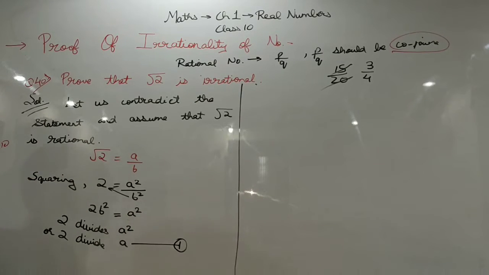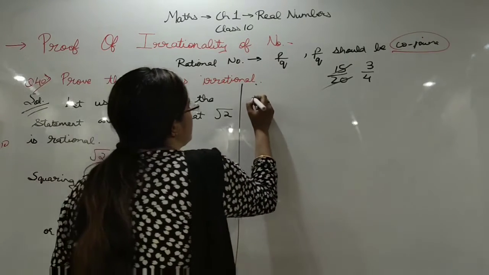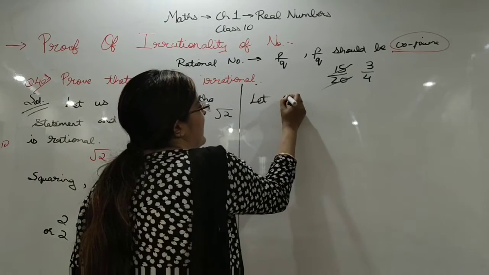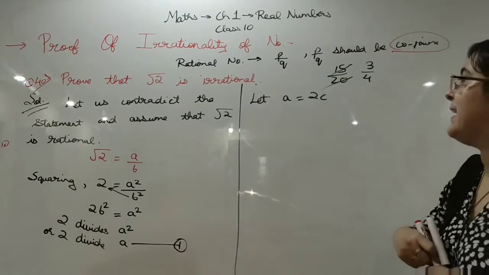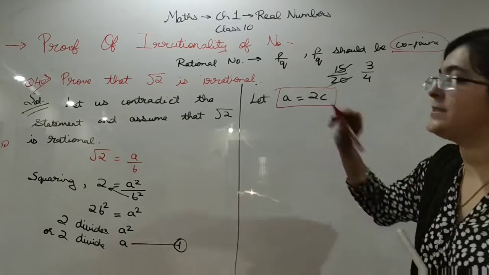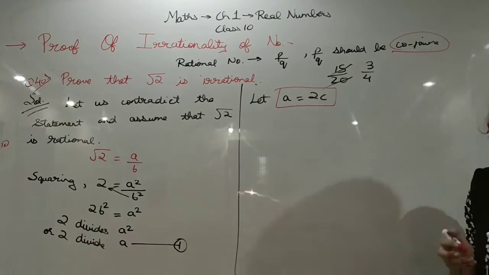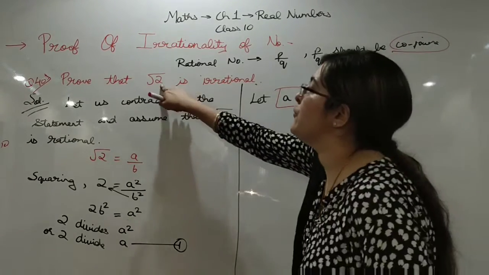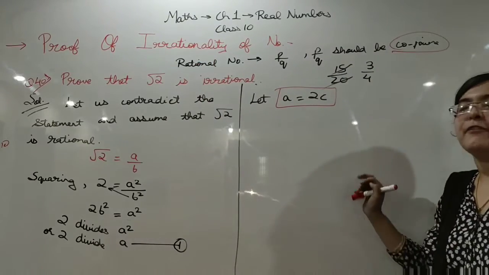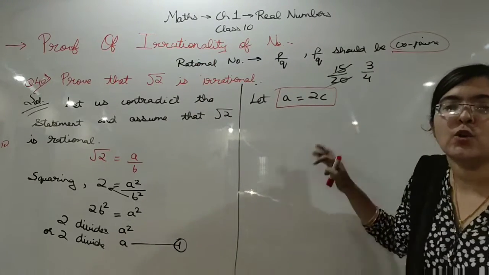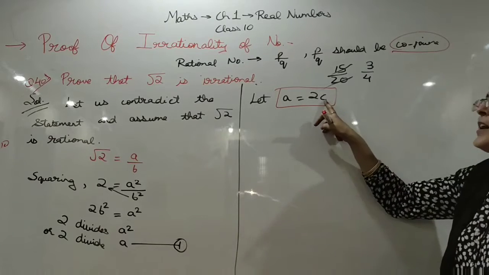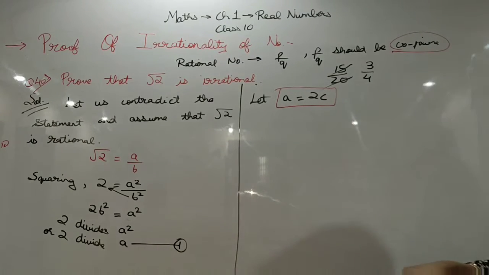Clear, students? Then let us assume that a is equal to 2c. Why am I writing 2c? Because I have to prove root 2 irrational. If here it were root 3, then I would write let a is equal to 3c. We are introducing a new variable c here.